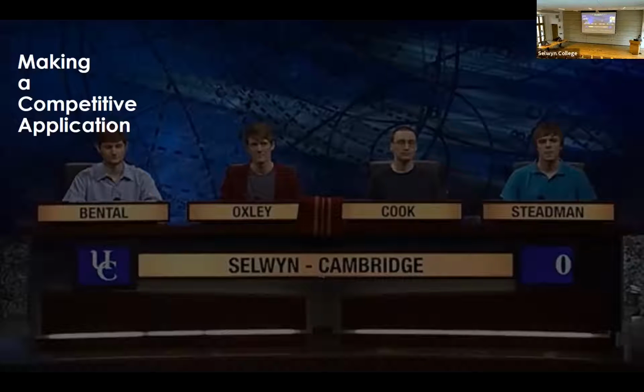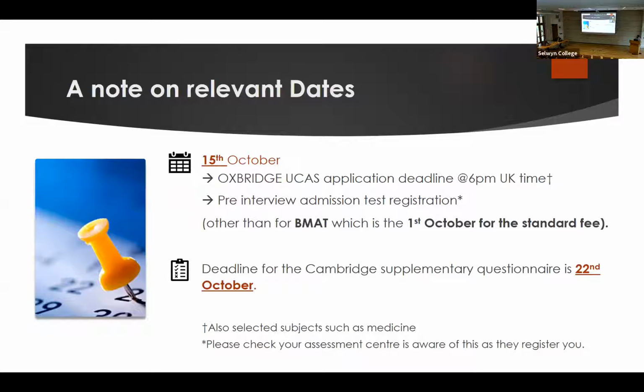Perfect. So, making a competitive application, the idea of applying to the University of Cambridge. I'm going to start off with, it's never a good place to put this slide, so it moves around every time I do this, but now it's at the beginning. For me, it's because these are the really key things that I need you to know about. It's the dates that are really relevant to your application.